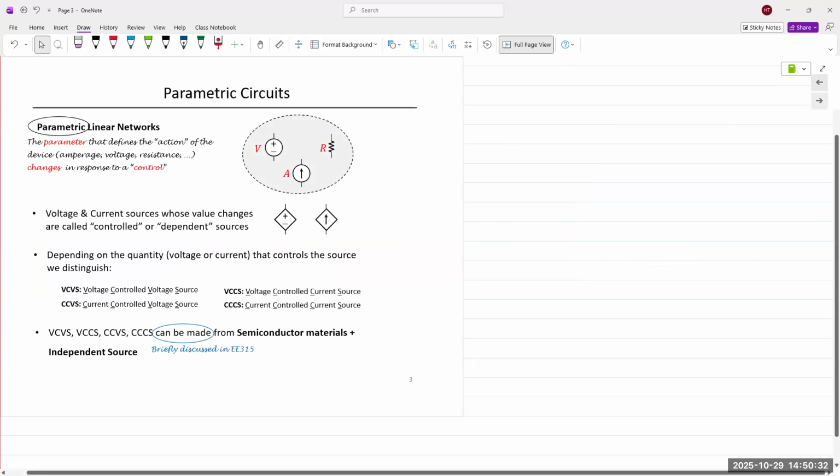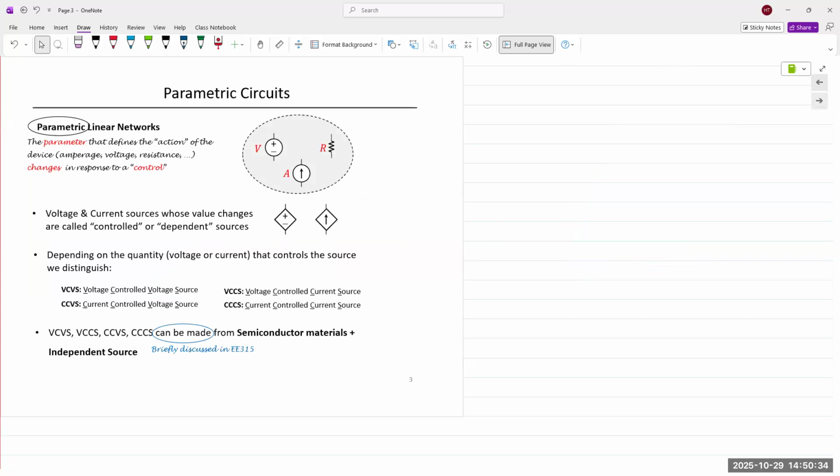Parametric circuits. Parametric circuits have a parameter. So they have a parameter that could change depending on the control at some other part of the circuit. So the parameter changes in response to a control that's in a different part of the circuit.